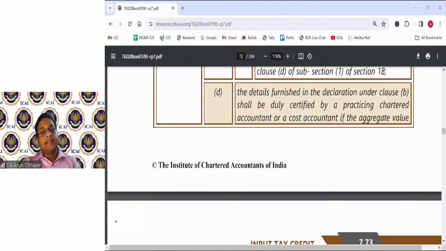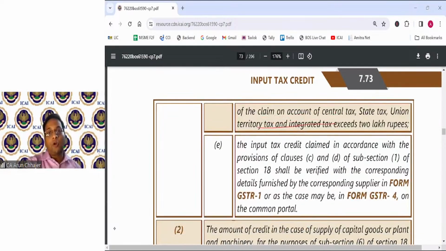And the detail furnished in clause B, that ITC 01, shall be certified by a practicing chartered accountant or cost accountant if the aggregate value of CGST, SGST, UTGST or IGST exceeds 2 lakh. So if the total ITC amount is exceeding 2 lakh, then they have to get it certified by a practicing chartered accountant or cost accountant.